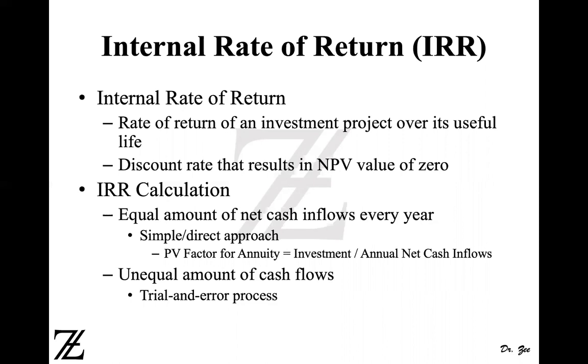If unequal amounts, which is like 10,000 the first year, 20,000 the second year, 15,000 the third year, these are unequal amounts of cash inflows. We will not be discussing those because the unequal amount requires the trial and error process. So for the simple and direct approach, when we have an equal amount of net cash inflows, we calculate it using the formula. We first calculate the present value factor of annuity. We calculate the annuity factor because we are assuming that these are equal amounts of cash flow. That means these are annuities.